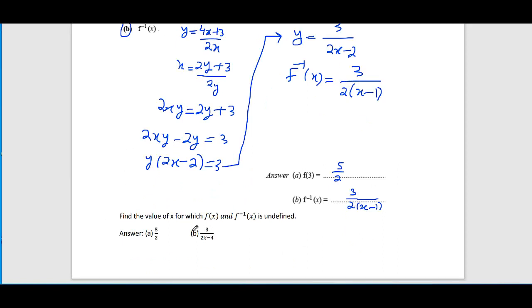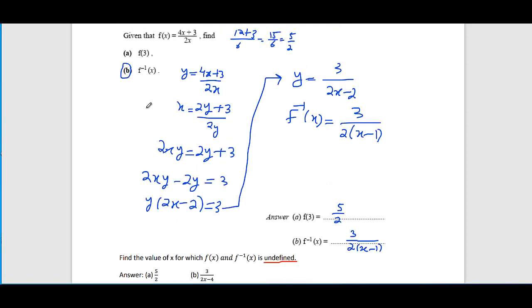Here there is another part of this question. Find the value of x for which f of x and f inverse of x are undefined. First we have to see for which value of x f of x will become undefined. This is f of x, and we have to see at which value of x this will become undefined. Undefined means that whatever value of x we put in this function, it will give us a math error on the calculator.